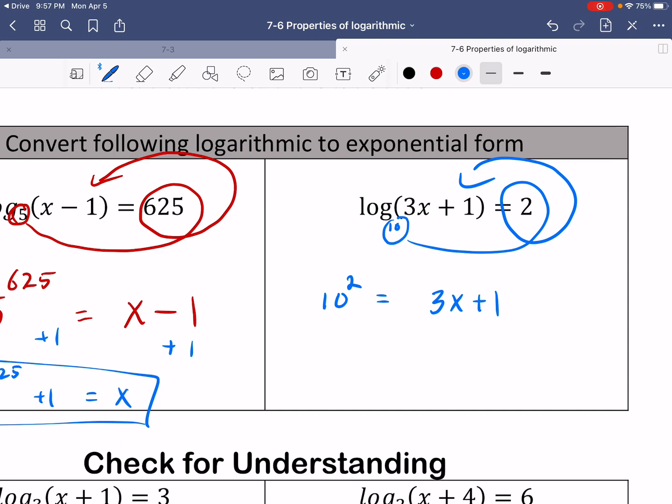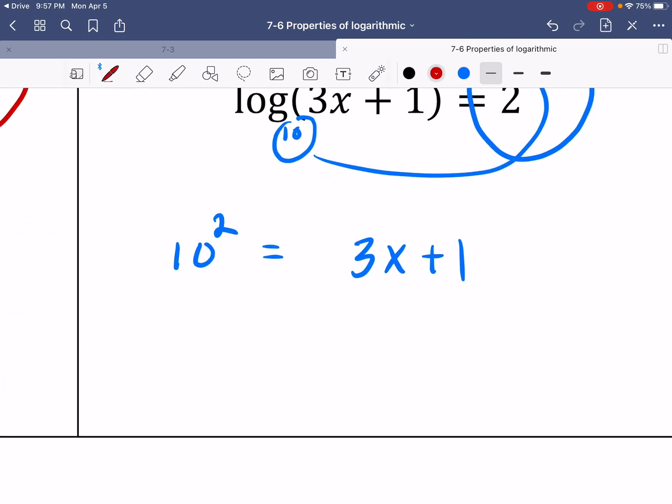And if you want to solve for x, 10 squared is 100, right? 100 is equal to 3x plus 1.